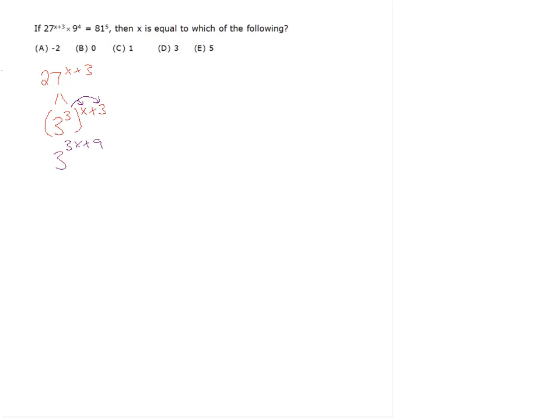Now, that next base is, of course, 9 to the 4. If you were to break down 9 and have that memorized, we know that that is 3 squared, but it's not just 3 squared, it's 3 squared to the 4th, and that gives us 3 to the 8th. Finally, we have our 81 to the 5th power, and again, this is another base to have memorized, and 81 is equivalent to 3 to the 4th power, but it's not just 3 to the 4th. Don't forget about the 5. It's 3 to the 4th to the 5th, giving us 3 to the 20.